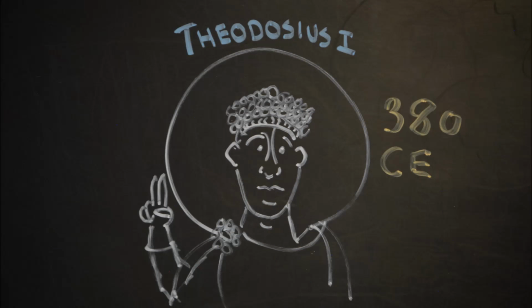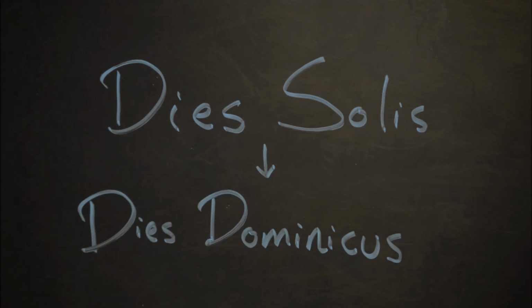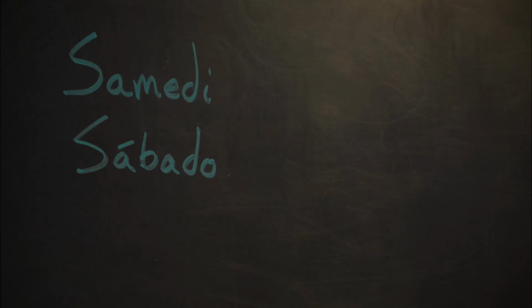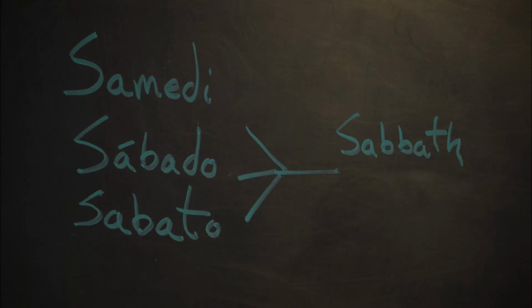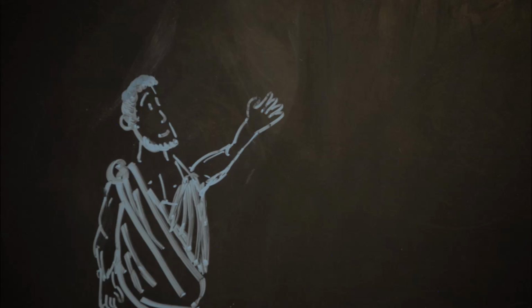At some point shortly after that, the Latin name for Sunday changed from dies solis to dies dominicus, from the day of the sun and the sun god to the day of the Lord. Samedi, sábado, and sabato are named for the Sabbath, the biblical day of rest, in Hebrew Shabbat. The other names for the days of the week stay the same. So, that's half the story.